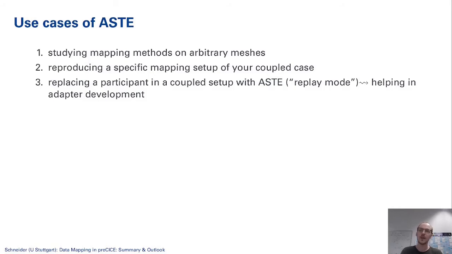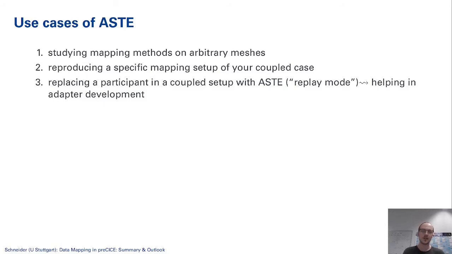The third use case would be to replace a participant in a coupled simulation using ASTE. The idea is that you first execute your coupled simulation as usual, and then you export again the interface meshes using the export functionality of preCICE. When executing it again, you replace one participant by ASTE, and ASTE then loads for each individual time step the exported interface meshes. Using this, you can essentially replace one participant of your coupled setup. This might be helpful, for example, for adapter development, for debugging of your coupled case, if you want to run independent of one solver, or it might just be much faster compared to running the actual simulation.